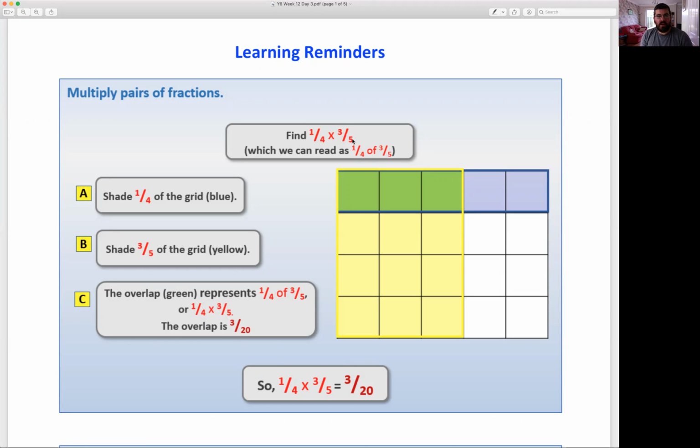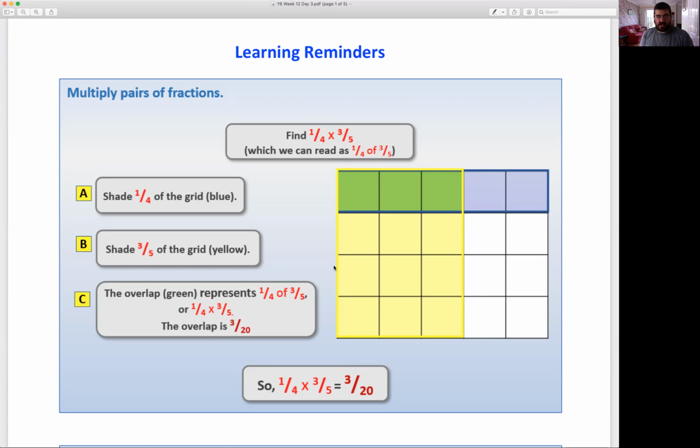So if you remember, finding half of 10 is like doing 10 times a half. And you can do that with a decimal, with a percentage. 50% of 10 is the same as 0.5 times 10 is the same as half of 10, and it's all 5. Okay, so when we're doing 1/4 times 3/5, we're actually finding 1/4 of 3/5. And to do that, we can do a simple trick, which we'll come on to later. But it's good to think about what's happening.